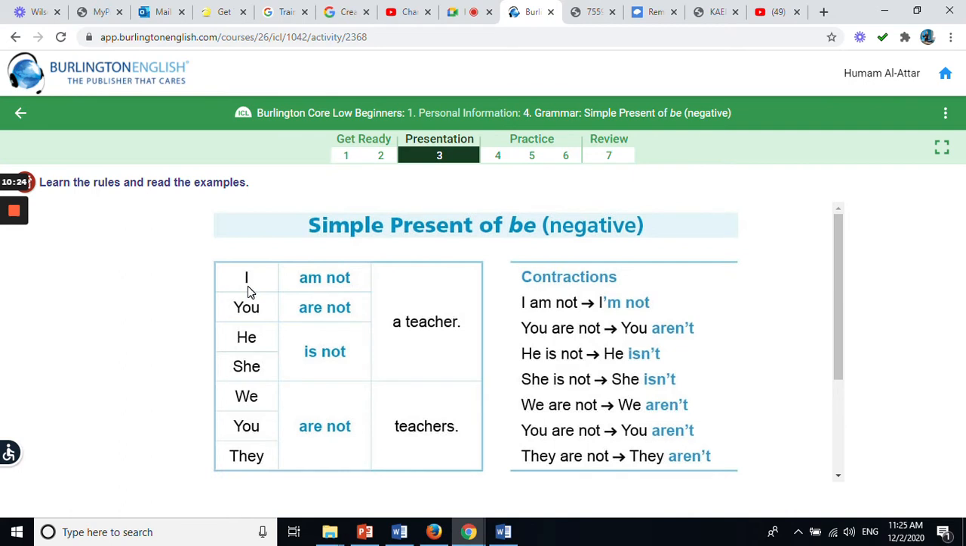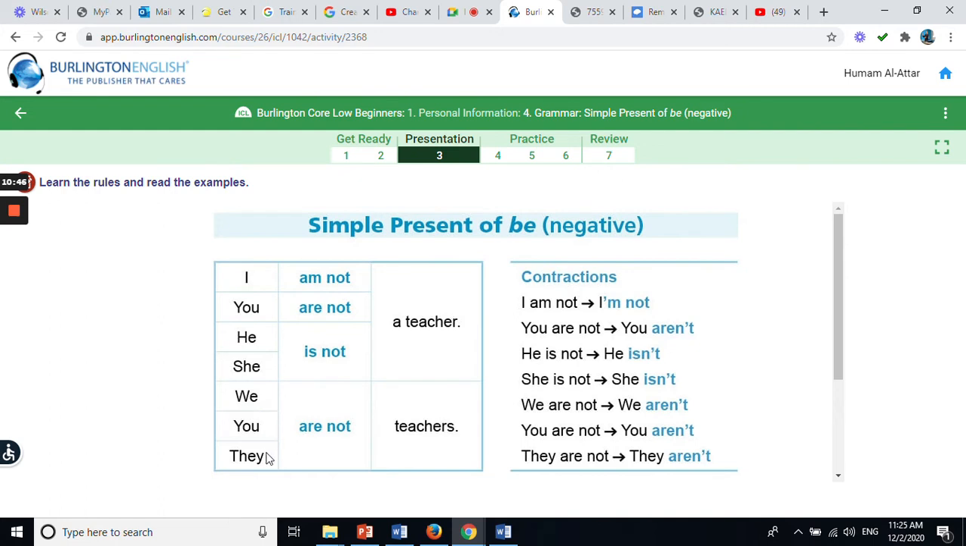Remember when we talked about this before? I am. You for singular, are. He, she, and it. It should be here. Okay? He and she, we use is.